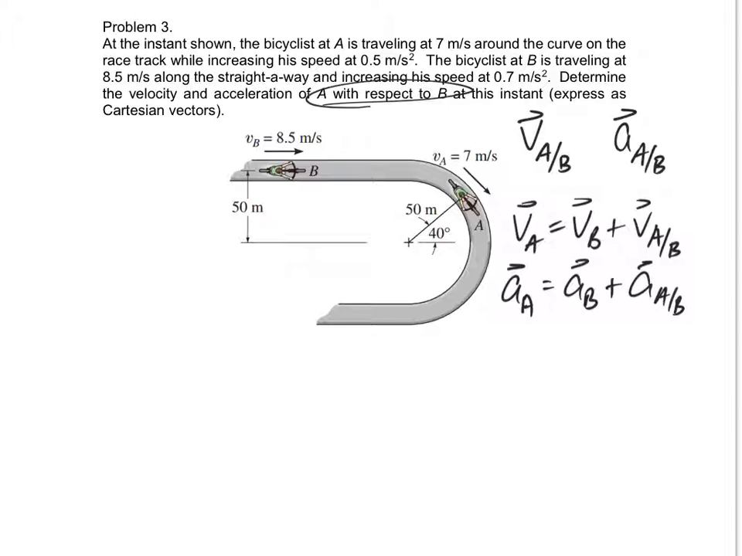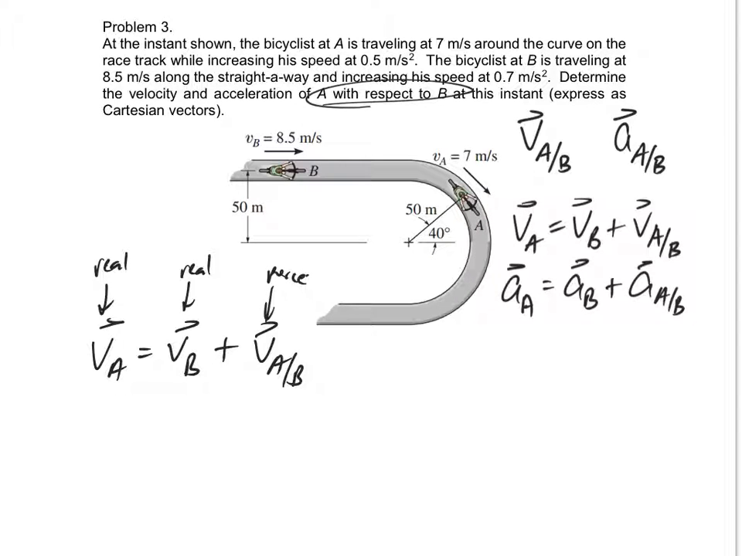So VA is equal to VB plus VA slash B. All right, so what is A? Okay, but I think this problem makes perfect sense. All right, velocity of A. The velocity of A is this 7 meters per second, but it is at that angle. I need to write that in I and J. All right, this is a vector equation. I need to write that in I and J.